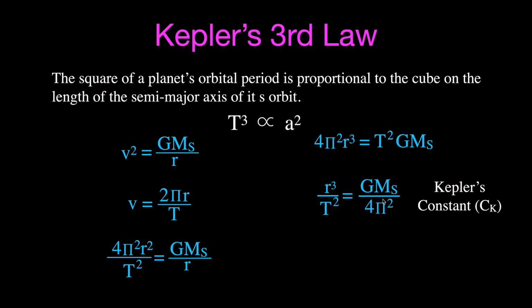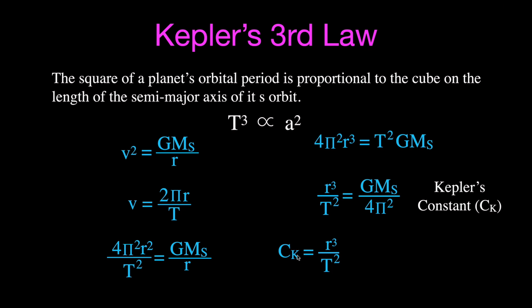For any planet in our solar system, r cubed divided by t squared is always going to be equal to this value. So that means that r cubed divided by t squared is also going to be a constant, and that is Kepler's constant. And we can write that like this. Kepler's constant is equal to r cubed divided by t squared.